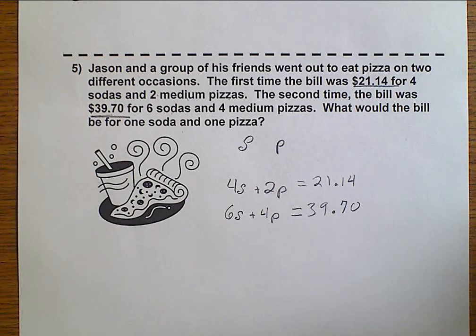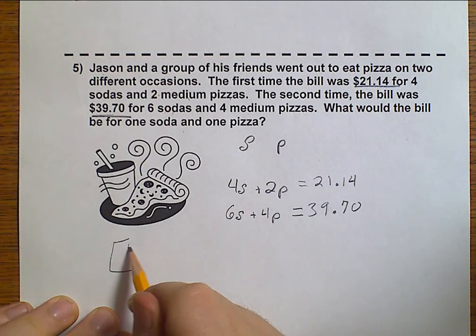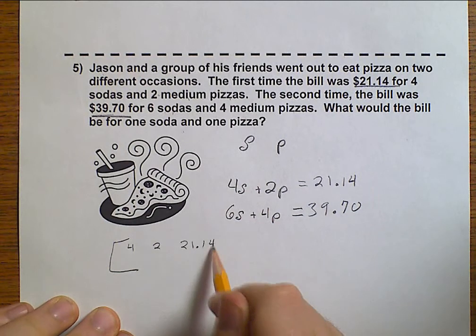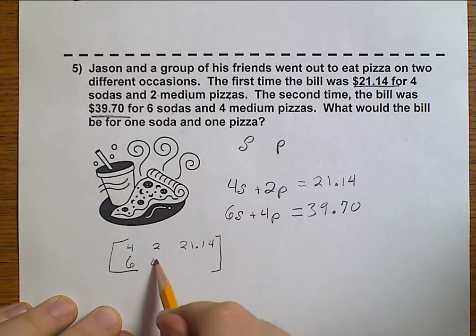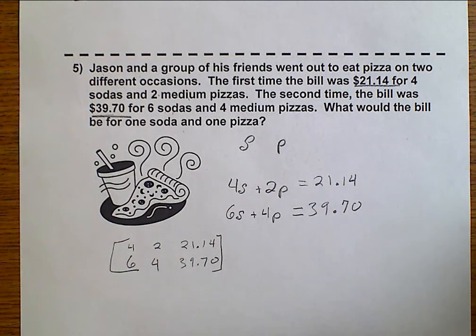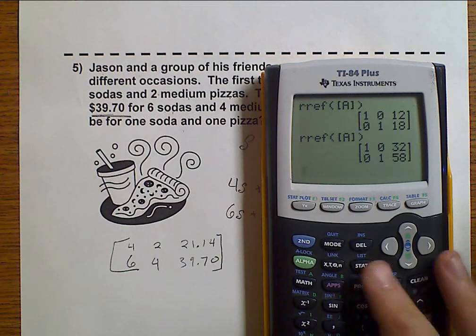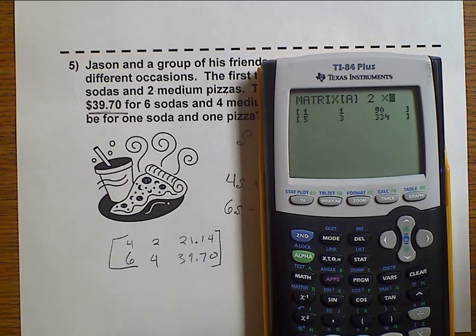We look at this, it's not set up for substitution. It is set up for the matrix. We have 4 sodas, 2 pizzas, cost $21.14. Then we have 6 sodas and 4 pizzas, cost $39.70. We put this into a matrix. So we go back to our matrix, go back to edit. We still want it to be 2 by 3.